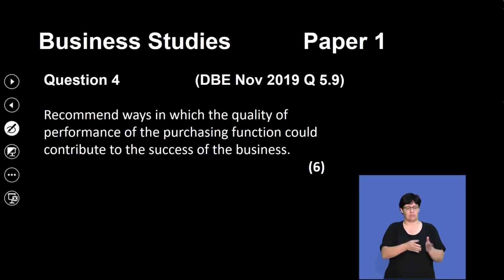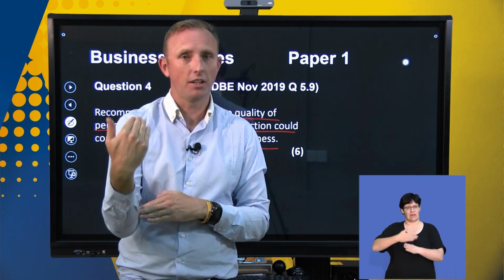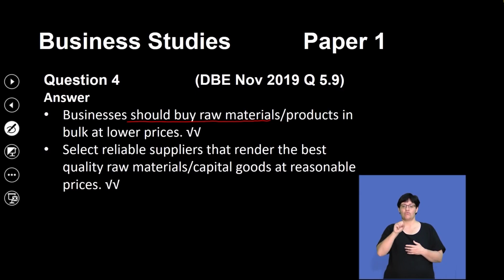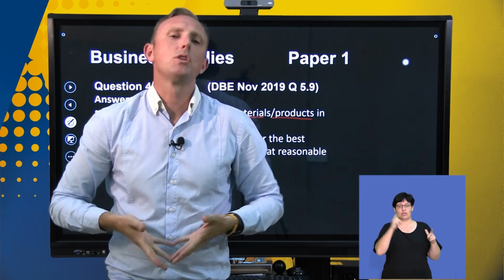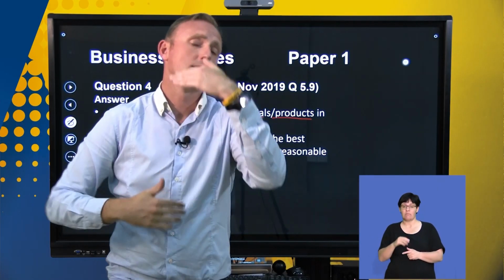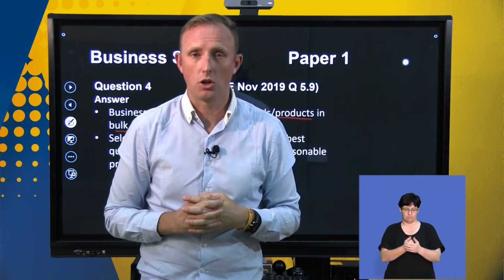Our next question is recommend ways in which the quality of performance of the purchasing function could contribute to the success of the business. So we're now going to be looking at quality and how can the purchasing function add to that quality. So firstly, the businesses should buy raw materials or products in bulk at lower prices. So we buy in bulk, we're able to get it for cheaper. If we can get our products for cheaper, we're going to make more profit. If we make more profit, chances of our business being more sustainable are going to increase significantly, and will also help prevent the business from taking big knocks when there's a financial downturn in the economy.